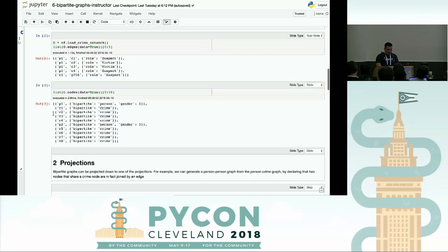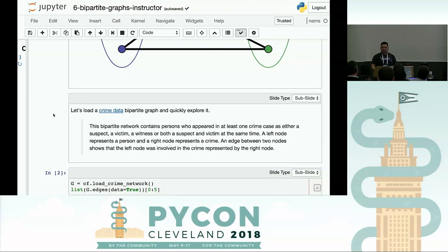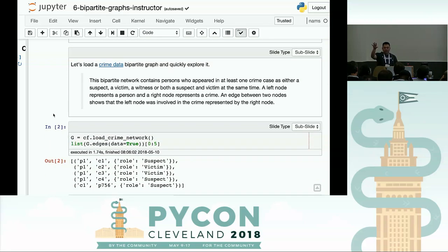Okay, so we have over here a data set that is the crime data bipartite graph. And the whole point of this notebook is to show you how you can model bipartite data using NetworkX. So in here, we have crimes and we have people. These are the node sets. And then there are relationships, defined as, say, for example, one individual was a suspect in a crime, another was a witness in that crime, right? And so we can find for a given crime which individuals are involved by looking at the edge relationships there, all right?